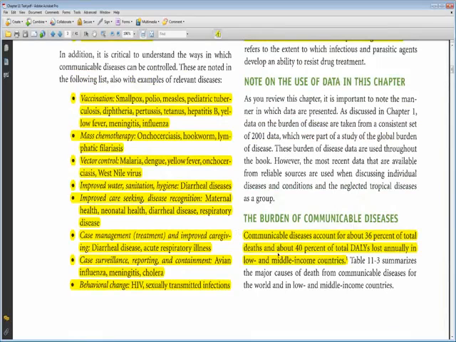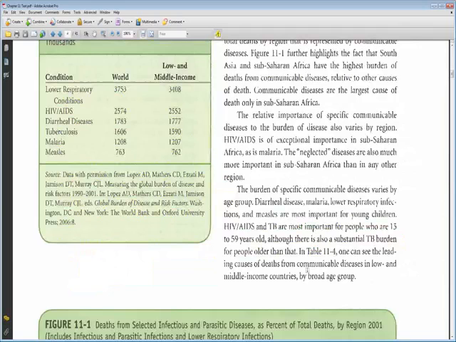Communicable diseases account for 36% of total deaths and 40% of the DALYs lost. So that's why this is so important that we spend some time on it. Okay, as always, look at the tables, look over those.